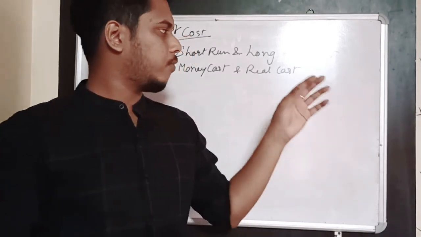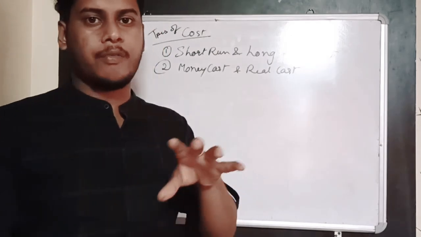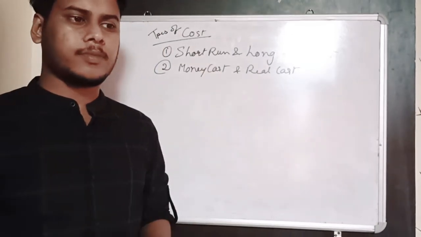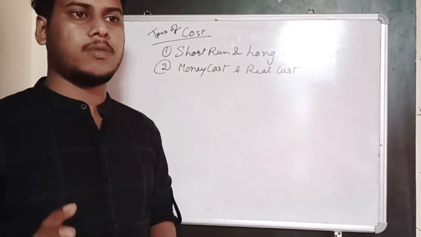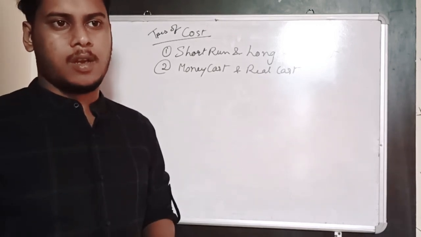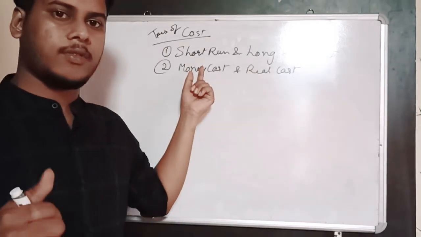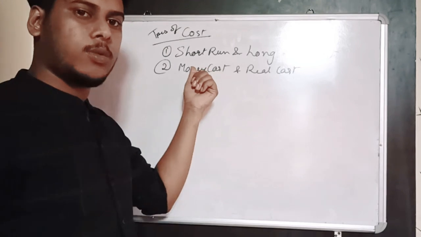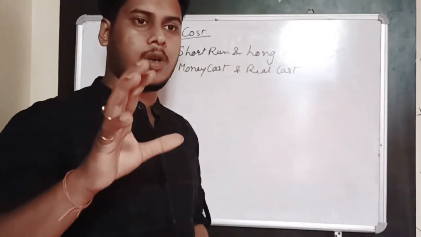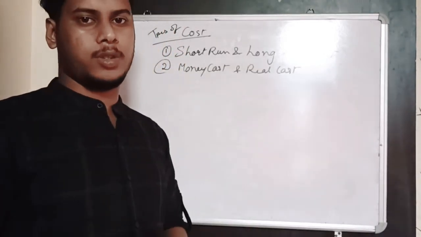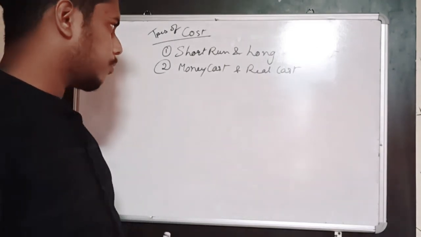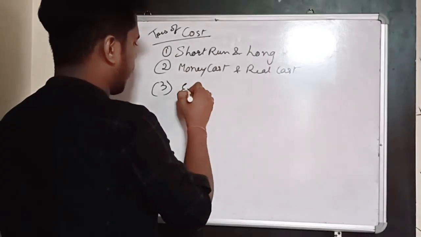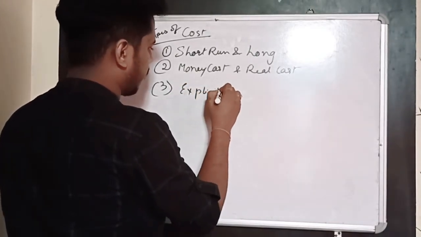So real cost focuses on the quantity of factor used, and money cost focuses on the money value of these factors. How much cost you are incurring for producing one commodity. Okay, so this is shown by the money cost, and real cost focuses on how much amount of factors you are using. And now the third concept of cost is explicit and implicit.